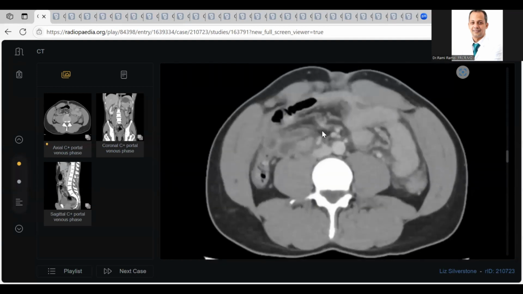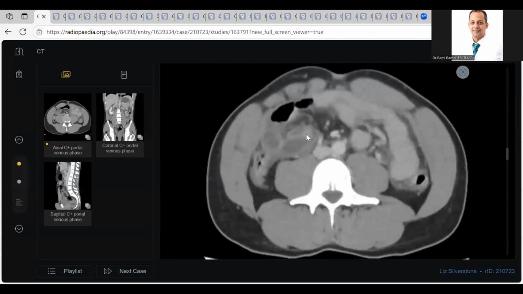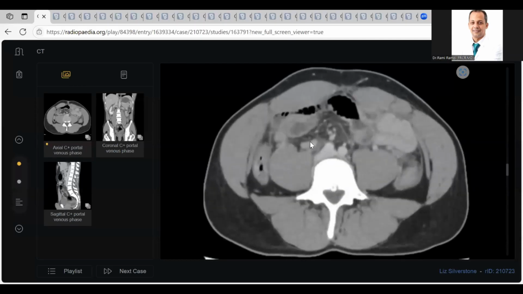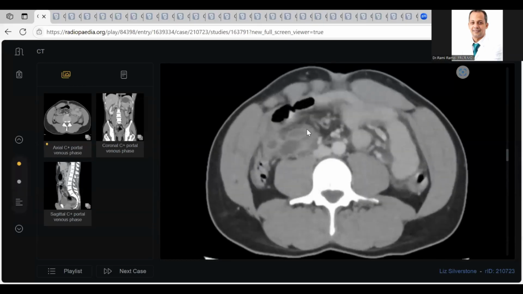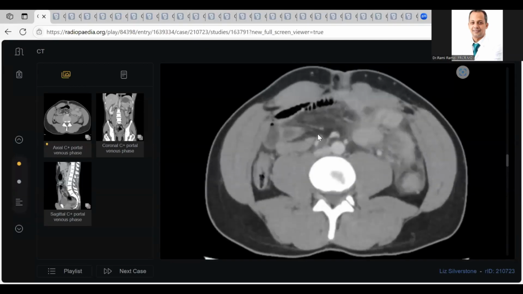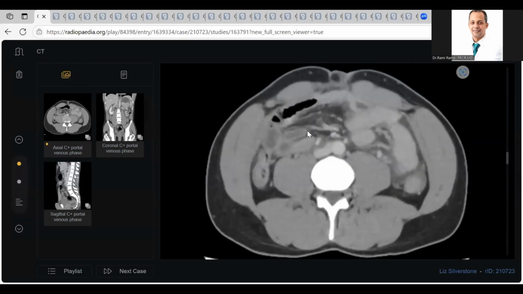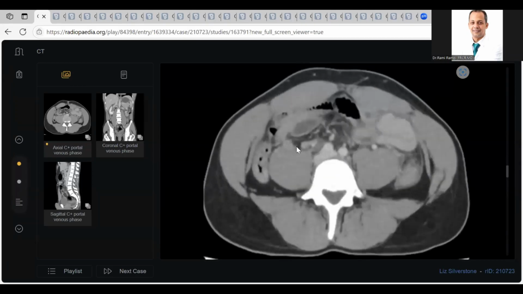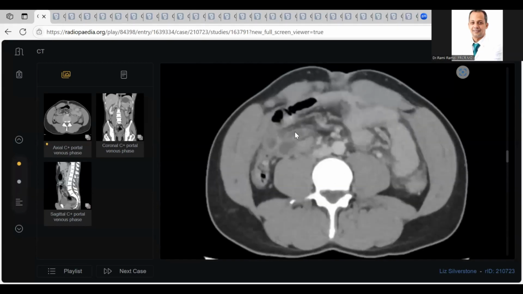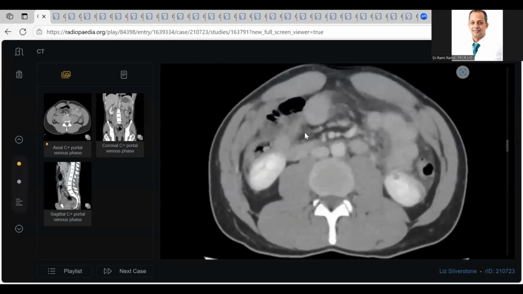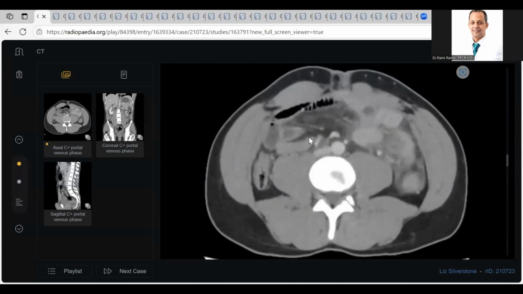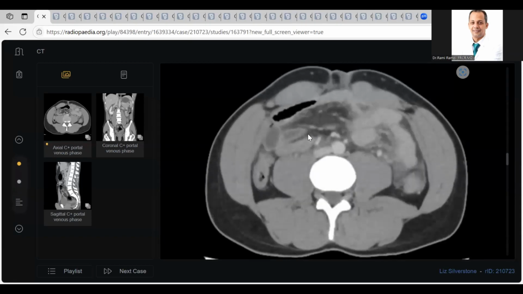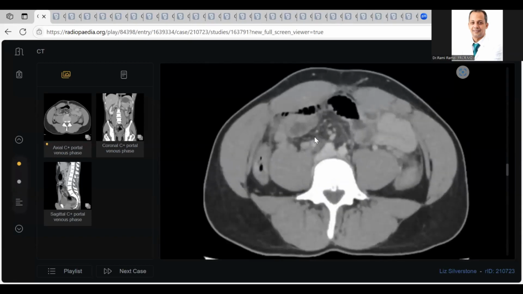nodes also present. There is no obvious large collection noted here, and there is no sign of free air which could suggest that this is perforated. So I'm thinking of acute appendicitis. I'm looking to see if there is any appendicolith in this area. I'm not able to find any appendicolith, and there is no perforation. It is an acute condition, so this requires urgent referral to the gastrosurgeon for further management.